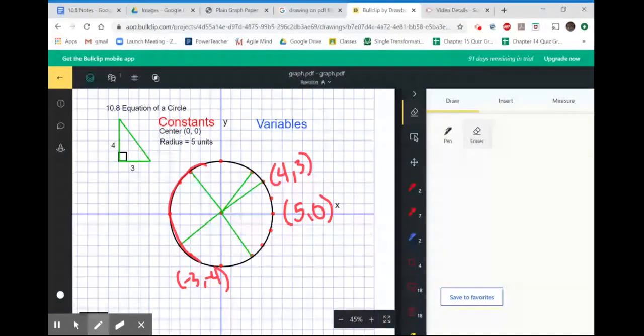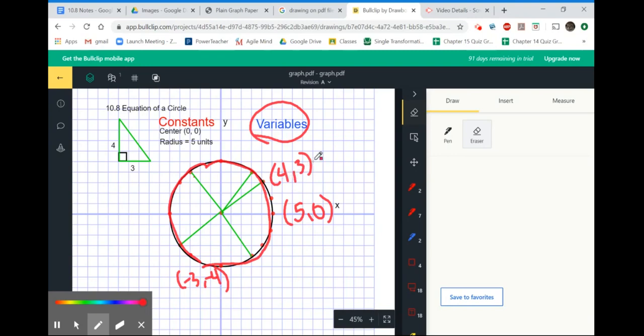Because there are an infinite number of points I can name, and because they keep changing, they are called variables. Well, what do we call them then? We can't call them (4, 3) because they're not always going to be (4, 3). We can't call them (5, 0). We have to call them by something that would represent all of the infinite numbers.